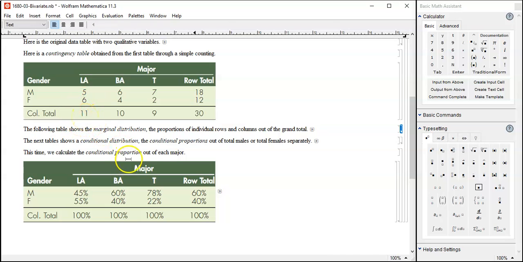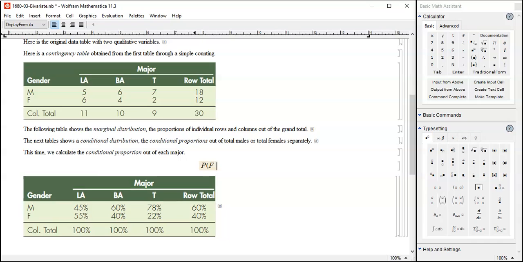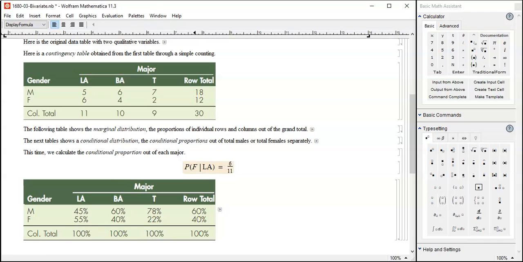And then what is the proportion of female on the liberal art majors only? So total is 11. And then how many female students are there? There's 6 out of 11. And that is 55%. Make sense? So basically we are changing the denominator.